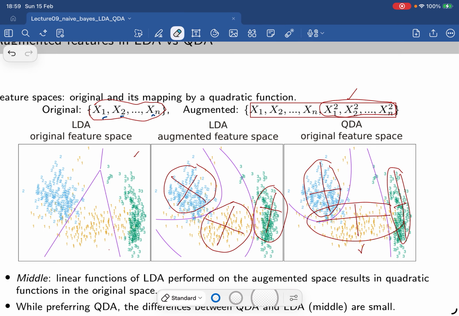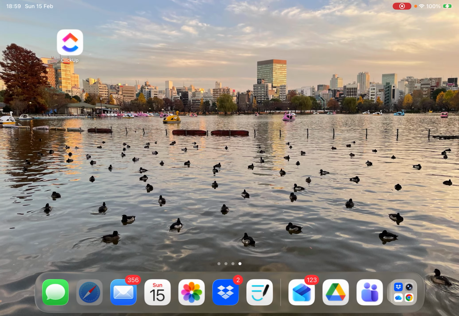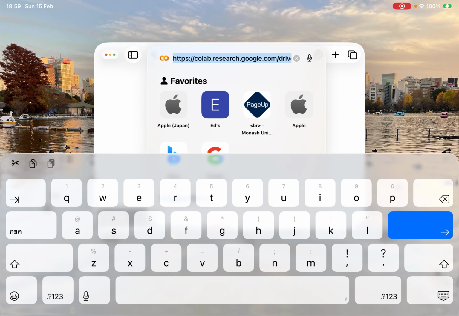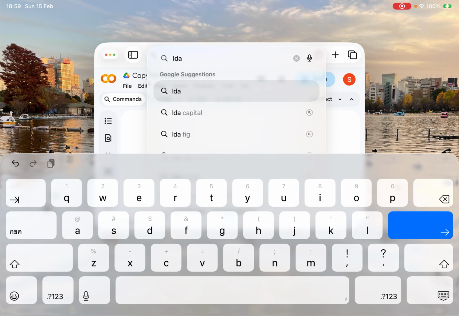So this is something you could consider, especially when your data cannot be separated in a simple way. Actually, there is an example. Let me see. LDA, QDA, scalar.